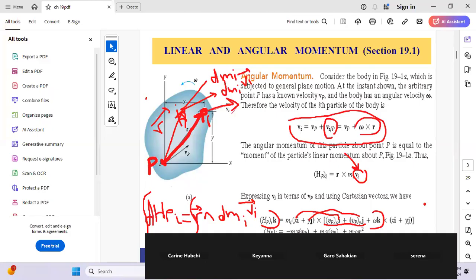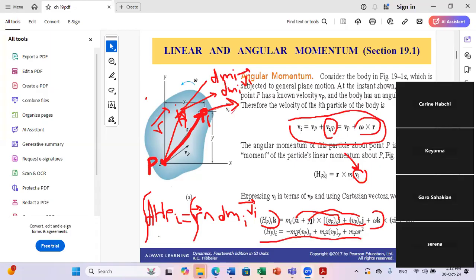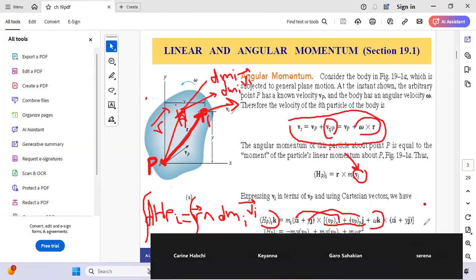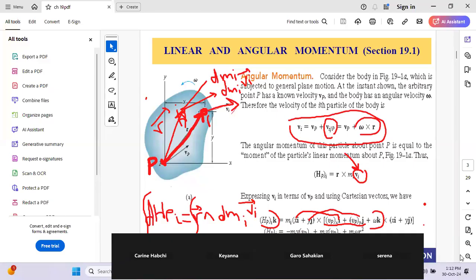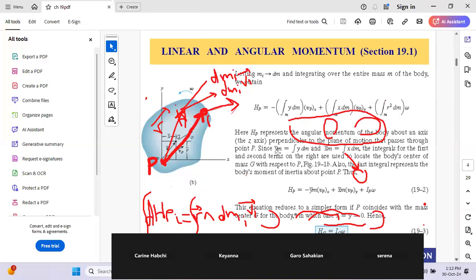This is the elementary angular momentum of one particle, but you need to determine the total angular momentum. To get the total angular momentum, we will integrate over the rigid body. If I integrate over the rigid body, I will find a simplified expression for the angular momentum about P. So the angular momentum about P after integration will be given by the following expression.